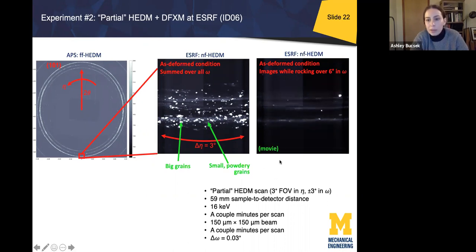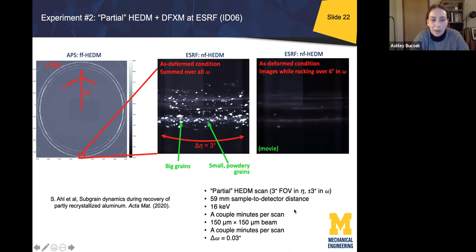This is our initial data set of the as deformed condition, rocking plus or minus 3 degrees in omega. By the way, this sort of partial HEDM type measurement was largely inspired by Sonia Ali's work, her PhD work that she did with Henning and Hugh. So it's a fantastic paper if you get a chance.